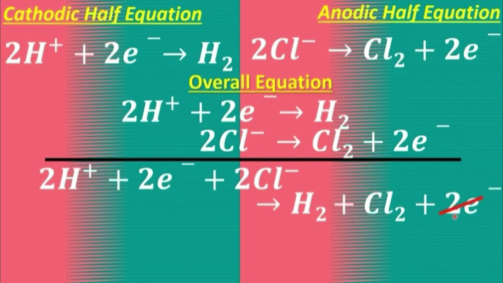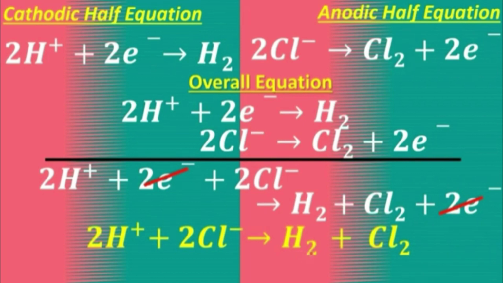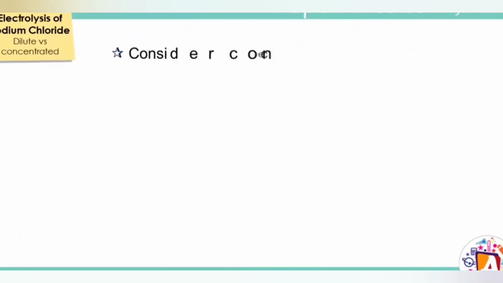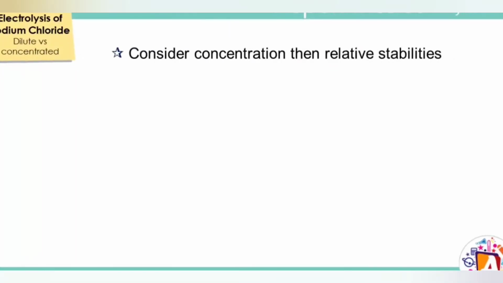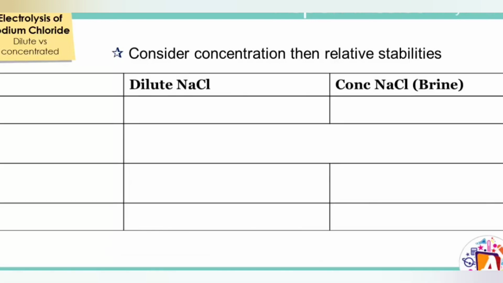For emphasis, then you can take down the equation. You can see the equation at the cathode, of course, hydrogen ion undergoing reduction to form hydrogen gas, while at the anode, chloride undergoing oxidation to form chlorine gas. Let's now compare the electrolysis of both dilute and concentrated sodium chloride.